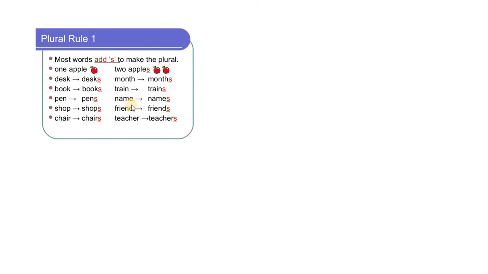Let's talk about rule number 1. As I told you, in some nouns we only add s. For example, apple, apples, desk, desks, book, books, train, trains, pen, pens, name, names, shop, shops, friend, friends, chair, chairs, teacher, teachers. Now what we did here, we just add s.